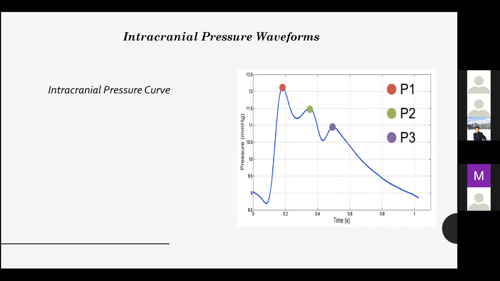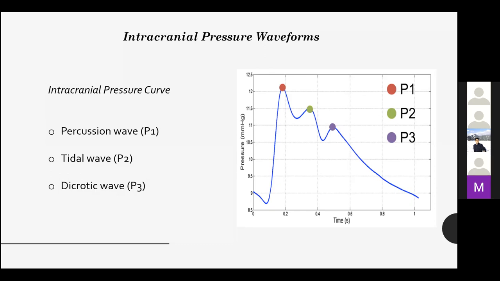We are discussing the intracranial pressure waveform. So there are three components, P1, P2, and P3. P1 represents the percussion wave, that is the arterial component or arterial pulsation. The second one is the tidal component that represents the compliance of the brain or elasticity of the brain. And the third one is the dicrotic wave that is the venous component of the wave.